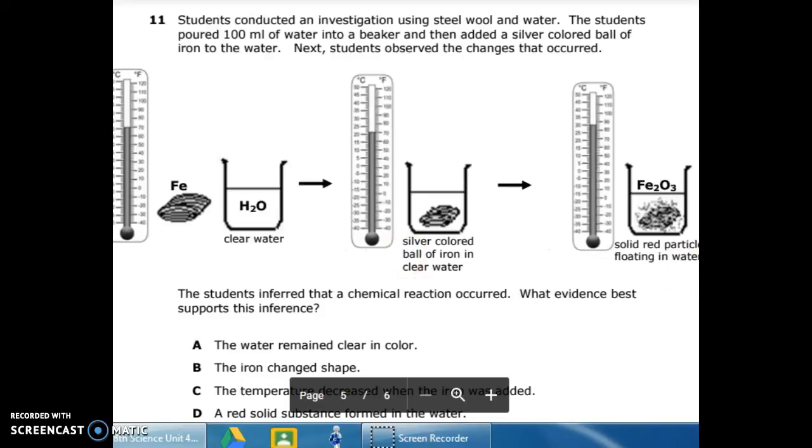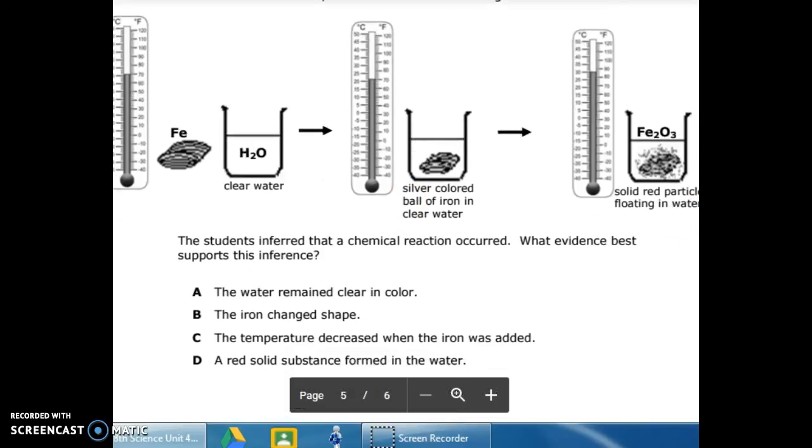The students inferred that a chemical reaction occurred. What evidence best supports this inference? Is it A, the water remained clear in color? Is it B, the iron changed shape? Is it C, the temperature decreased when the iron was added? Is it D, a red substance formed in the water?